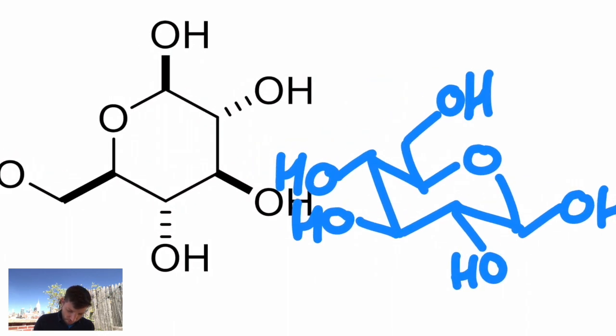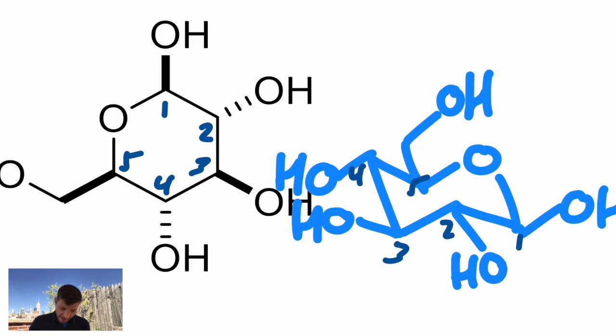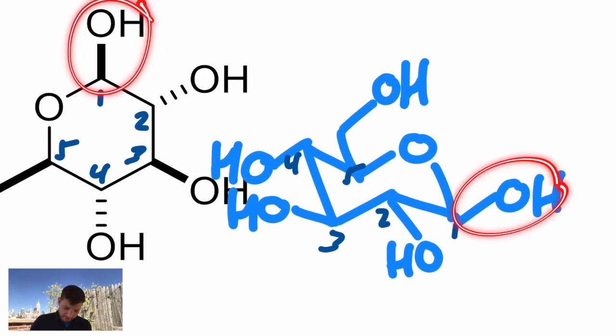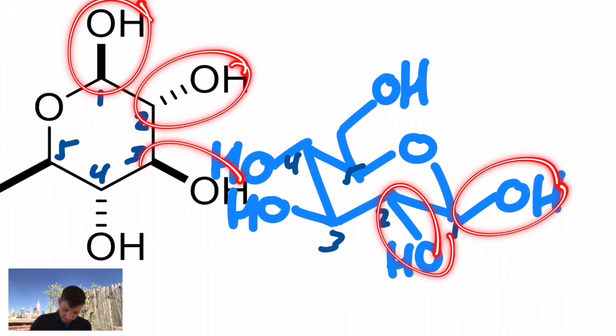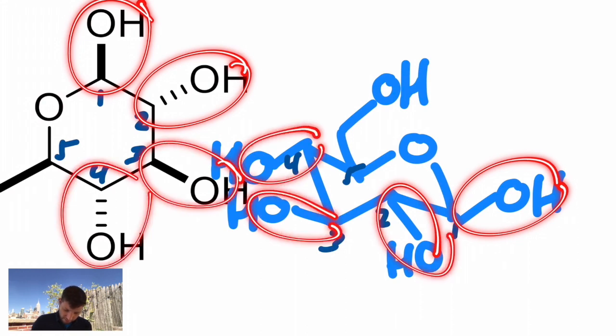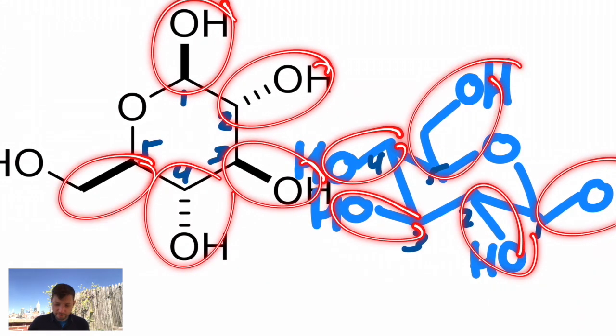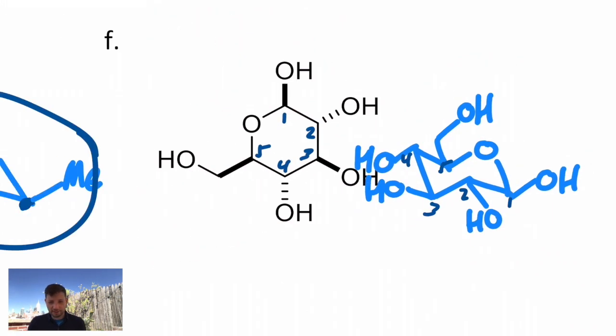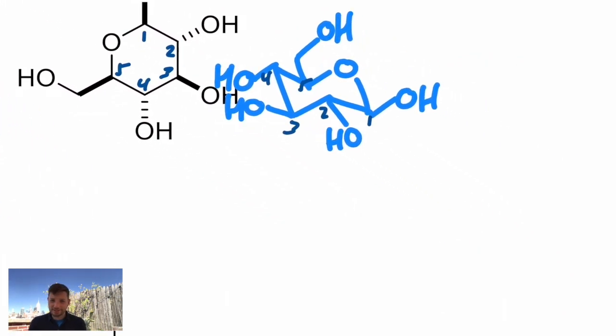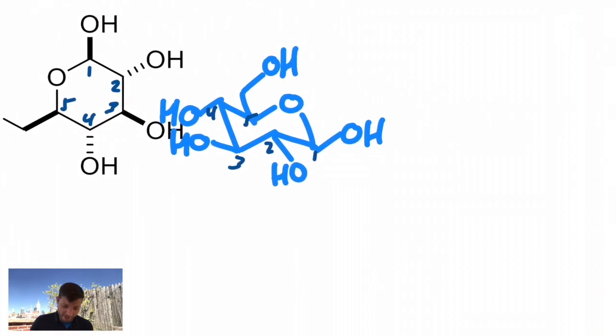Let's call this carbon 1, 2, 3, 4, and 5. Then we have 1, 2, 3, 4, and 5. I have an up hydroxyl. There's my up hydroxyl. Then down, down, up, up, down, down, up, and up. So everything fit, and luckily this is an easy way to memorize glucose. It's the chair conformer where everything is equatorial.